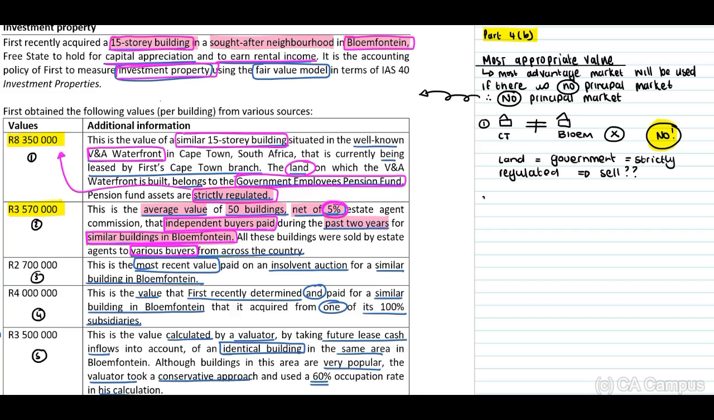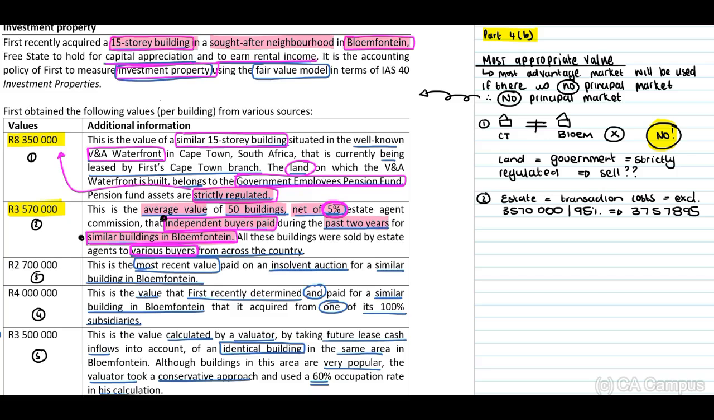Therefore, first we need to identify that the estate agent's commission, the transaction costs, should be excluded. Therefore, this will be 3,570,000 divided by 95%. Remember, this amount is already after deducting the 5%. And this is an amount of 3,757,895.